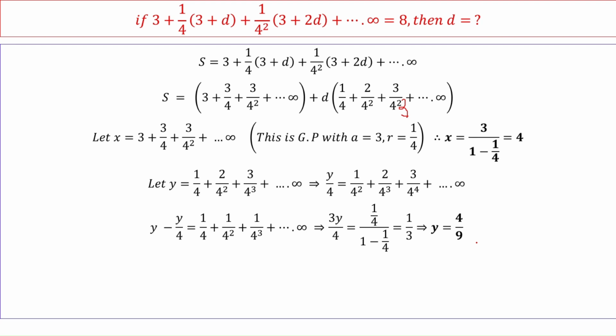Okay, so I have x and y. So s is equal to 4 plus d into y, that is 4 plus d into 4 by 9, which is equal to 8, that is given, right? So I can just simplify and I'll get d value as 9. Okay, next.